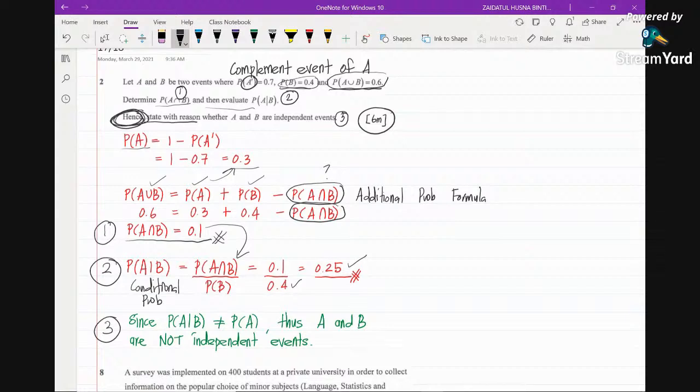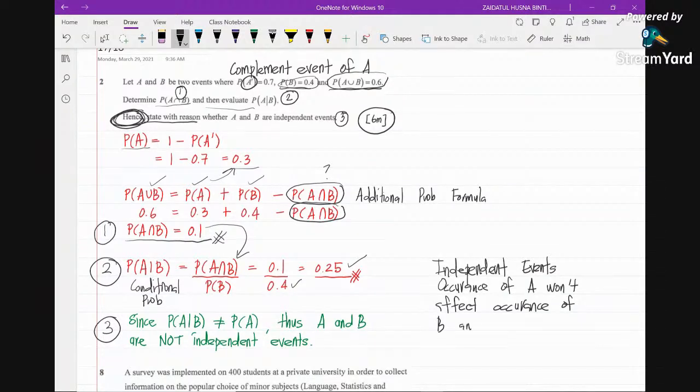Now, how to tackle the third part of the question: how to check whether A and B are independent events. Independent events means that the occurrence of A won't affect the occurrence of B, and vice versa. Vice versa means the occurrence of B also won't affect the occurrence of A.